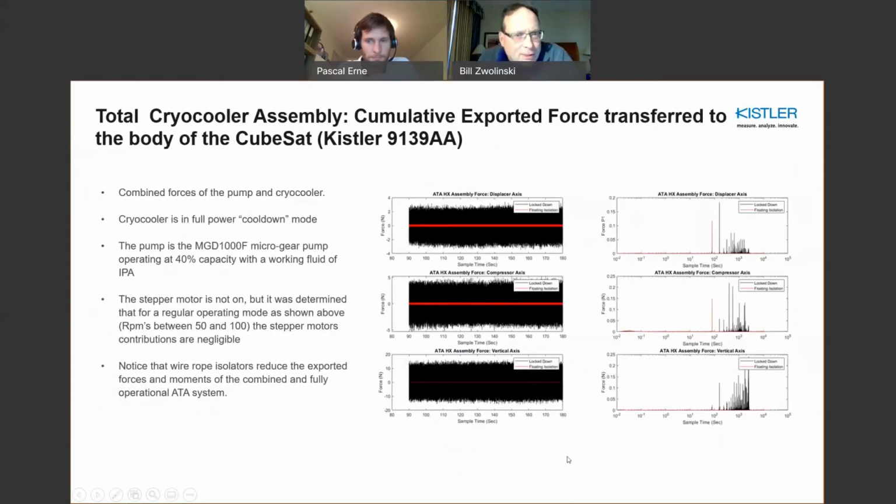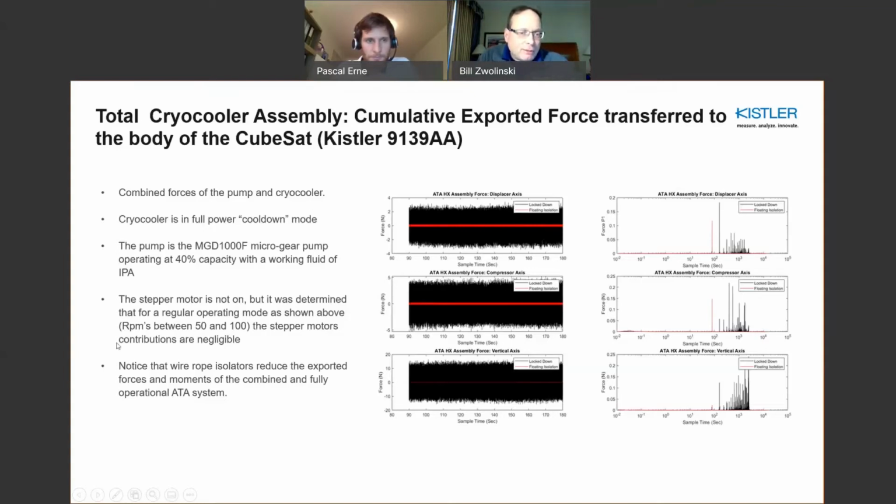So what I did was, instead of showing all the detailed plots of each mechanism, the plan of attack was to take each piece of the cryocooler assembly and evaluate it separately, and then build up the rationale behind the final integrated assembly results. But what we showed here is basically that for the exported forces, there are actually two scenarios: a loaded down case, which is where you don't have the wire rope isolators, and the red case is where you have a floating case where you have these wire rope isolators.